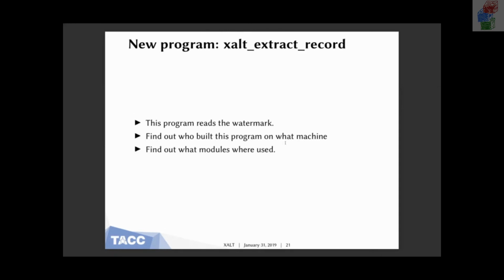As I said, XALT knows about all programs that run. They don't have to be built with XALT. So commercial applications, or things that were not built on the system, won't be linked with the XALT linker. But if you have the XALT linker, XALT puts in what I call a watermark, which tells you information about the program. It finds out who built the program, on what machine, and what modules were loaded. And there's a supplied program called XALT extract record, which will find out this information.